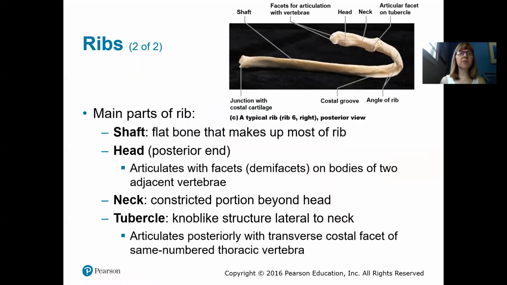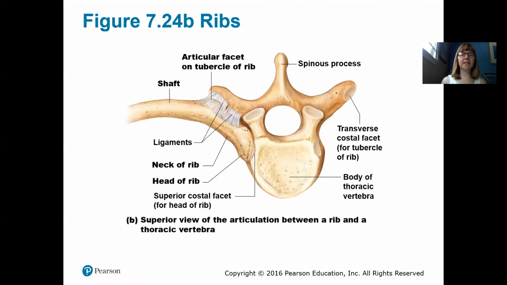Now, if we look at the parts of a rib, we've got the top here, the head and neck, and then this is the shaft of it, and this is where it attaches to that costal cartilage. And then remember I was talking about how the vertebra had that extra attachment, that costal facet, and that's where it attaches right here with some extra ligaments.